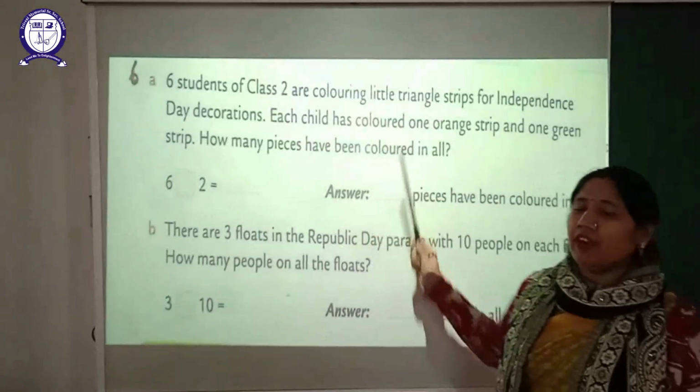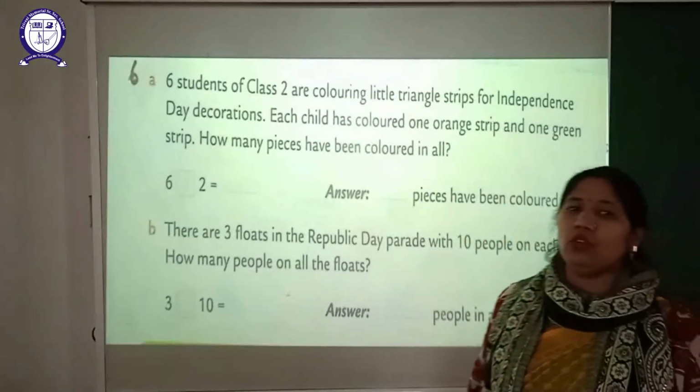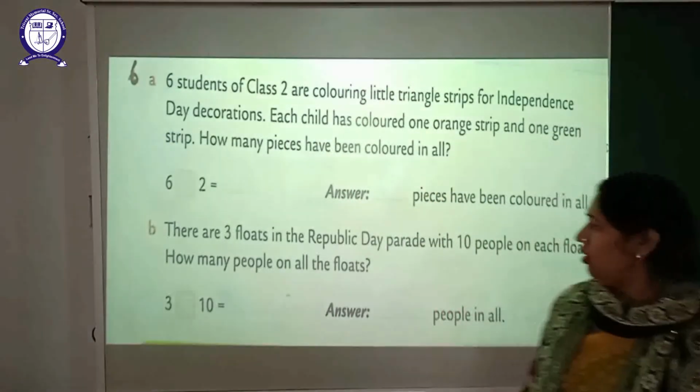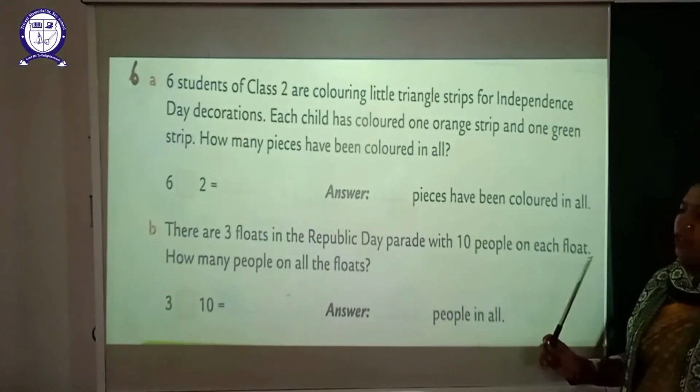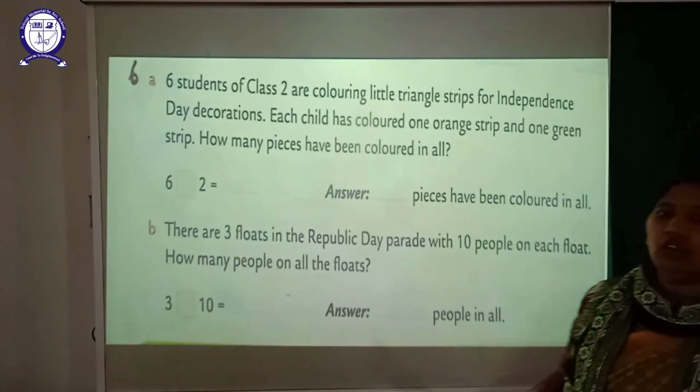these are the word problems. You have to read out the statements and you have to do these sums in your fair notebook. Look here, you have to do the worksheet in a proper way.